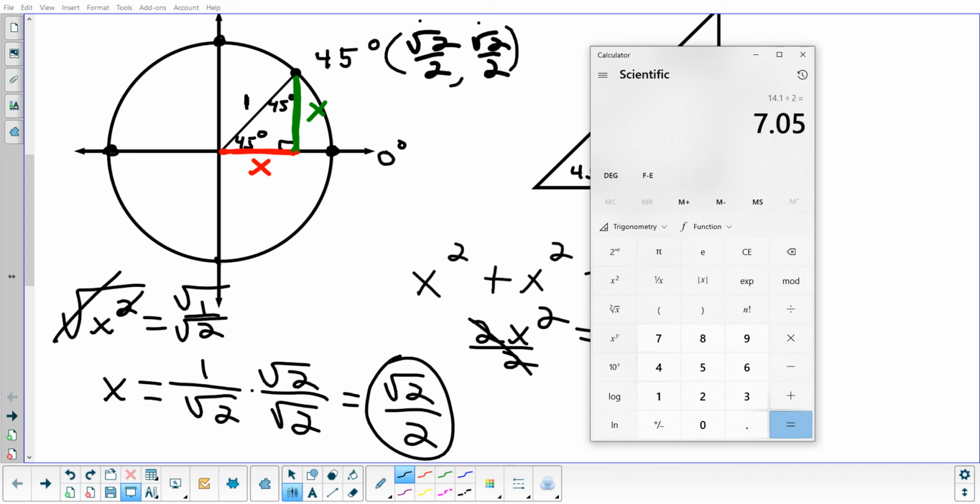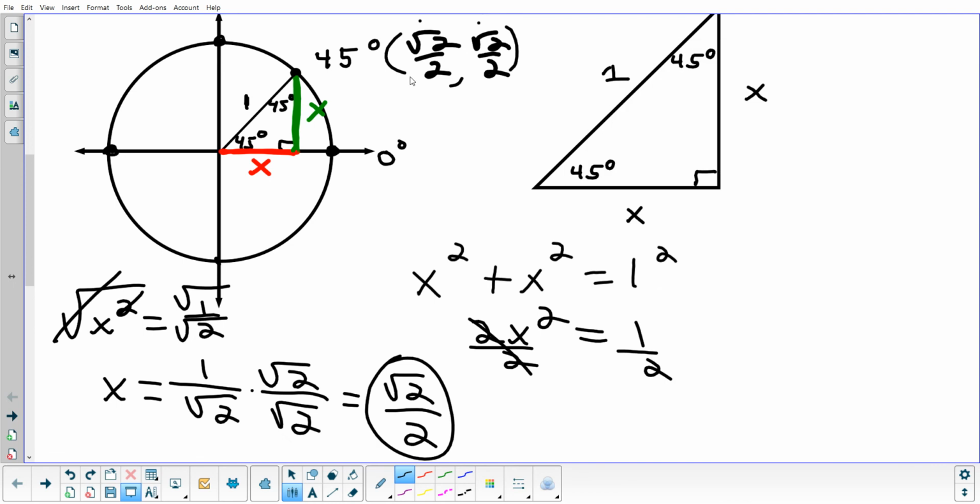So the x value in our case would be about 0.7 if we converted that. I was just trying to see if you could actually take that number and turn it, like our square root of 2 over 2, into an actual number value. This is about 0.707.